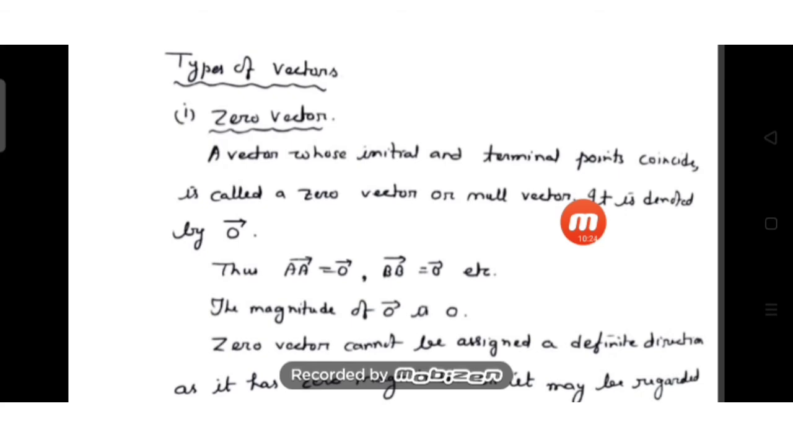So simply 0 will represent a magnitude. Okay, its measure is 0. But if I put an arrow above this 0 bar, that will represent a zero vector. And in the case of zero vector, the initial and the terminal point coincide. It means initial and the terminal point are same.